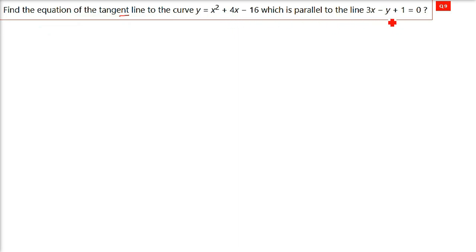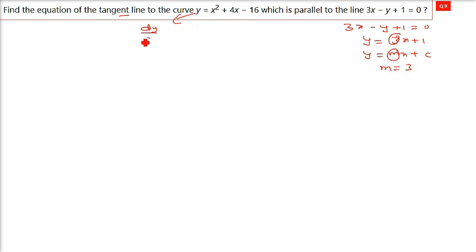line. So we have a curve, a tangent, and that tangent is parallel to this line 3x minus y plus 1 equals to 0. Let us write it in the form of y equals to mx plus c, which is the standard equation of a straight line. So y is equal to mx plus c equated with this, m is equal to 3. So slope of this line is 3, and which is similar to the slope of the tangent.